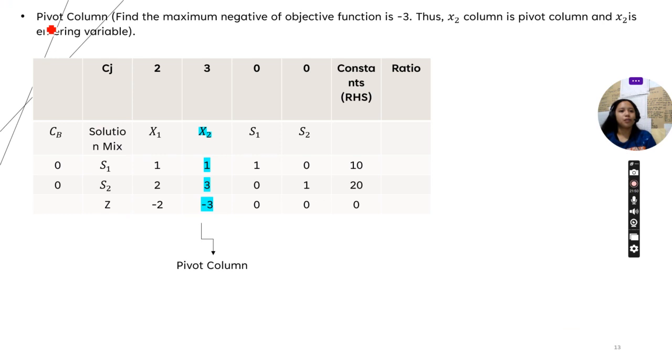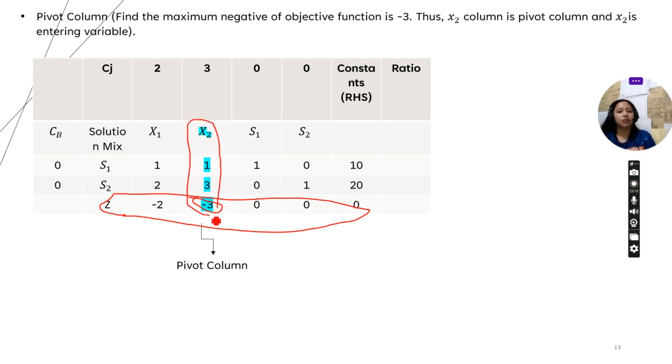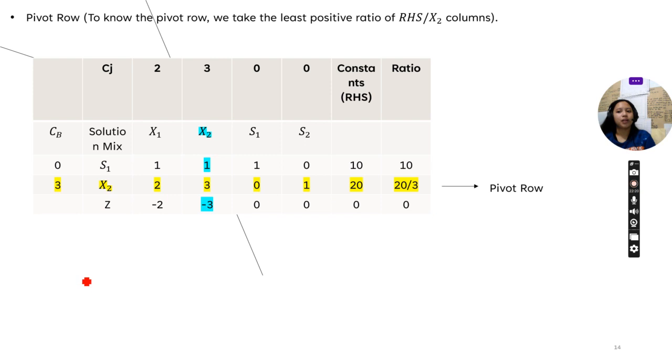The next step is the pivot column. To find the maximum negative of the objective function, negative 3 is the maximum negative of the objective function. So since negative 3 belongs to the x2 column, this is already our pivot column. So the next step is the pivot row.